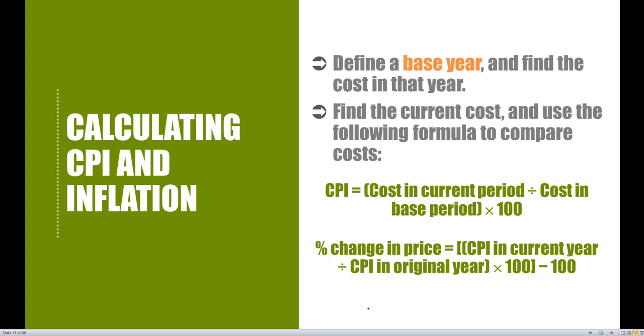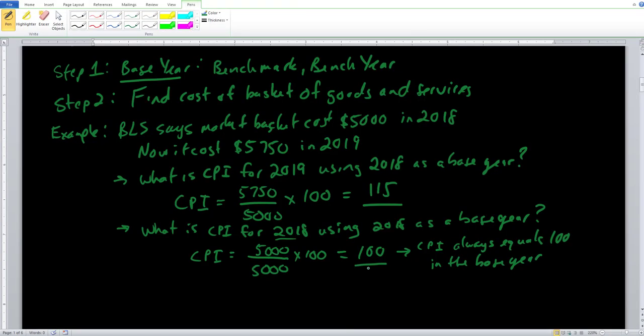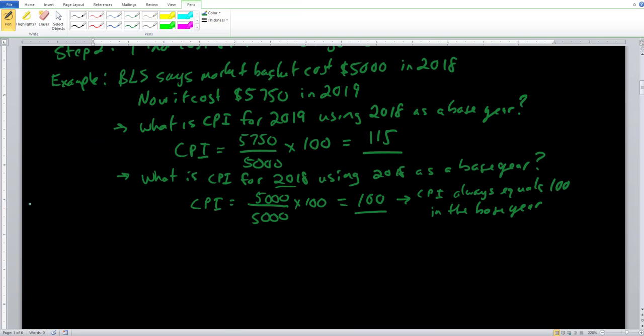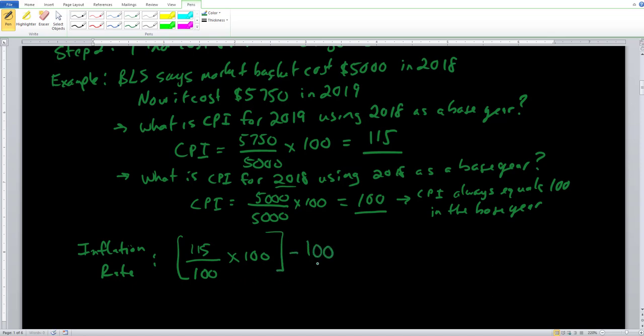So using the second formula right here, let's go ahead and figure out what the inflation rate is from 2018 to 2019. So here we have the inflation rate. And we use that formula that we just mentioned. Here, the CPI in the current year, or the year that is closest to us, is 115. That's 2019. The CPI in the original year, or the base period, the year that's furthest away from us, is 100. And then we fill out the rest of the formula. We multiply by 100, put this in brackets, orders of operation matter. We minus 100 in this instance, and when we simplify this as much as possible, we get 15%.